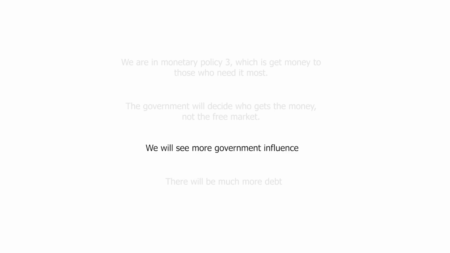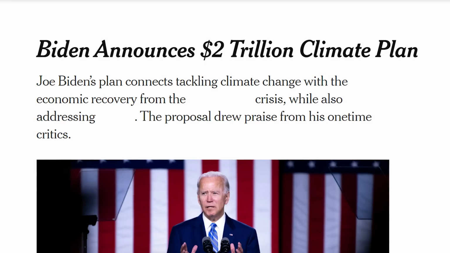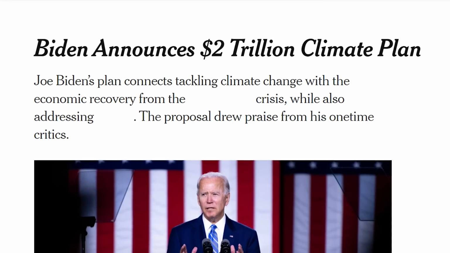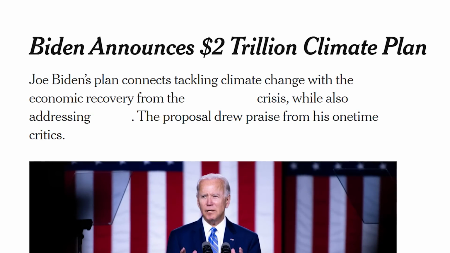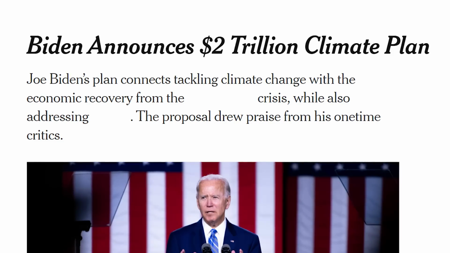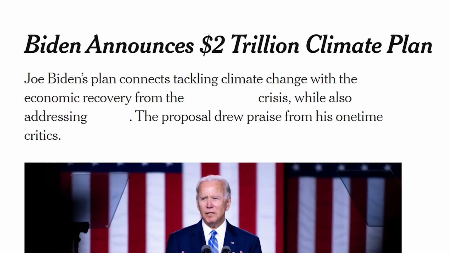Since the government is choosing who needs the money the most, investors will have to pay attention as some industries will receive more funding than others. For example, Joe Biden wants to introduce a $2 trillion renewable energy stimulus plan, which will obviously benefit any company in that industry, whereas it will also most likely harm the oil industry.